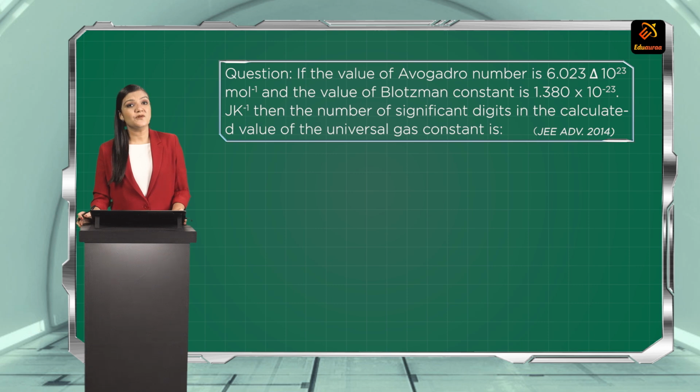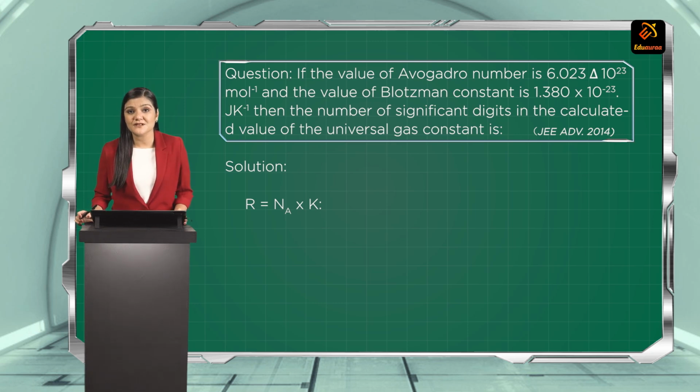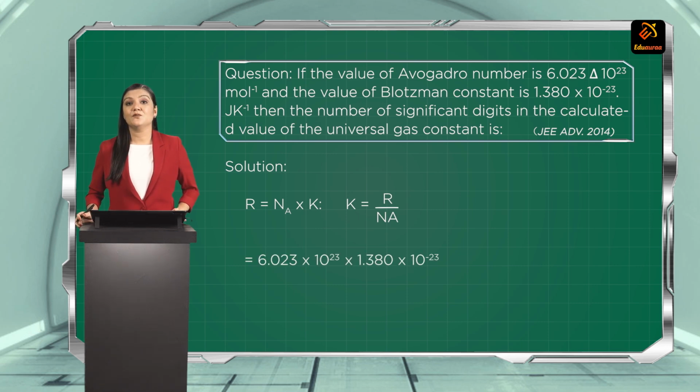Now over here we have to use the relation between Boltzmann constant, which is k, and gas constant, which is R. We know that the gas constant R is equal to the number of molecules, which is Avogadro's number, multiplied by Boltzmann constant, because Boltzmann constant is equal to R by Na. Therefore, if I substitute the value of Na and Boltzmann constant, we will get the value of R. Value of R is 8.312.